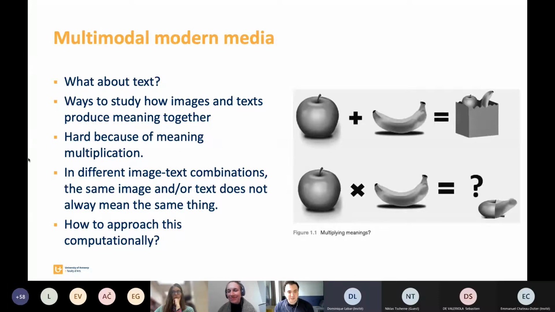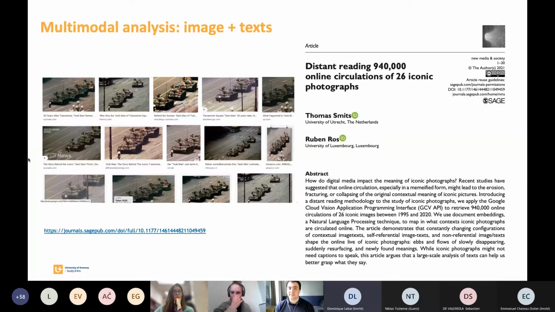So before I go into too much of apples and bananas, let's try to see how we can disentangle this connection between images and text. This comes from research which I did together with Ruben Ros. And of course, you can use computer vision and textual analysis methods next to each other if you have the same image that is repeated over and over again, right? So then you have the same banana, and then it's just combined with different types of apples.